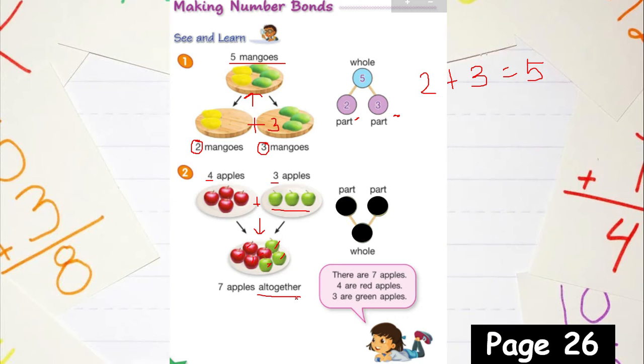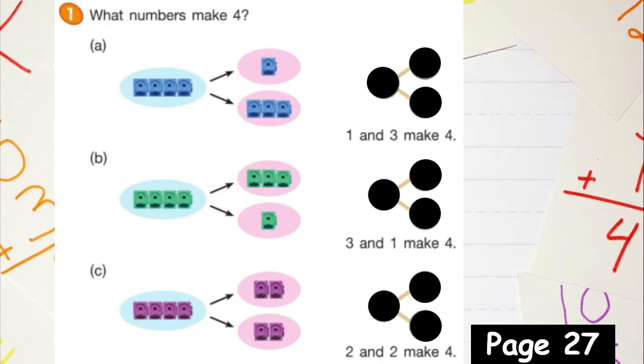If we put in numbers, we're going to write 4 there, and then we're going to write 3 in this part. That's the first and second part. If you put them together, if you add them, you will make 7. So you will make another number, 7. That's how we make number bonds. I hope you understand this part. Don't worry, we still have a lot of examples.